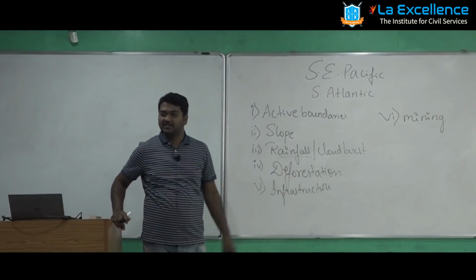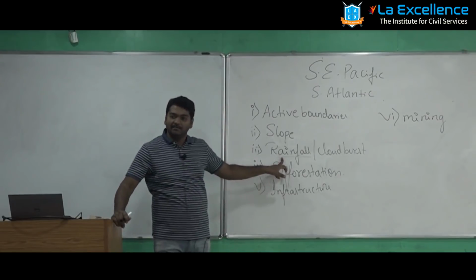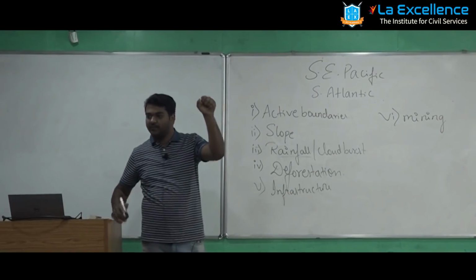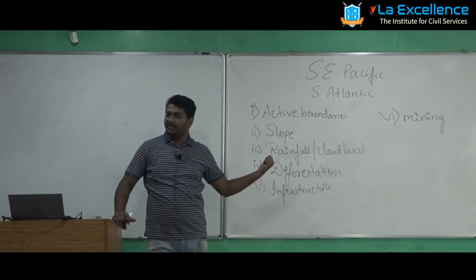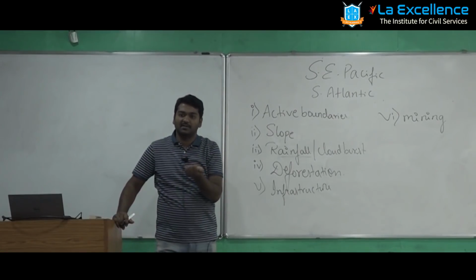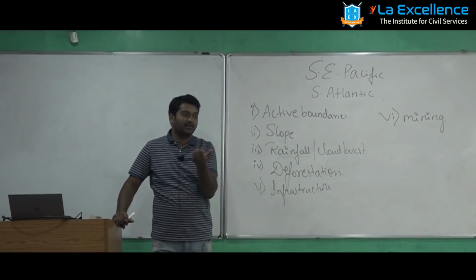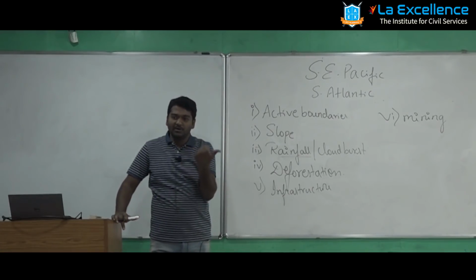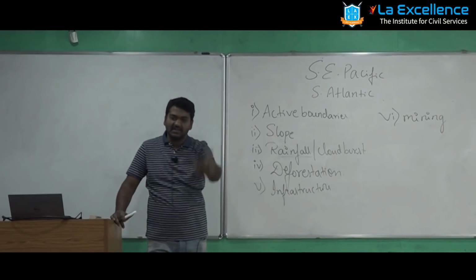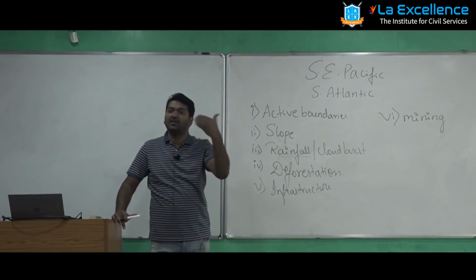Rainfall and cloudburst, where will you have them? Rainfall can be there in the Western Ghats, rainfall can be there in the northeast, cloudburst can be there in the Himalayas. Anywhere you can have cloudburst. What is cloudburst? It is associated with which type of cloud? Cumulonimbus clouds. Can you have cumulonimbus clouds whenever you have the sun's rays falling vertically? Can it be present anywhere? Yes, cloudburst can occur anywhere.